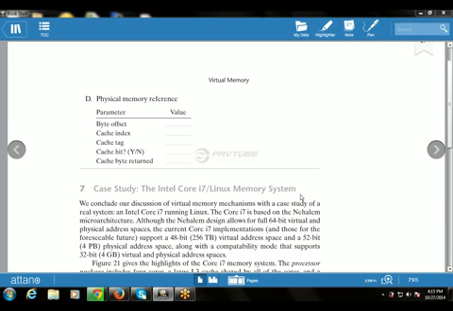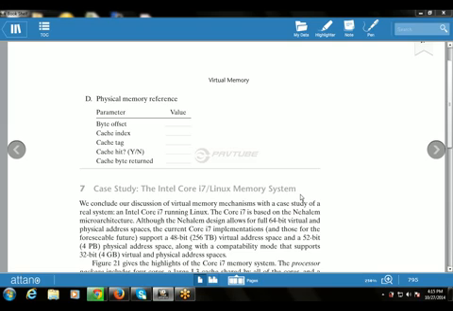Today I am going to continue with chapter number 9, that is virtual memory. In the last class we discussed what virtual memory is and how it is used. Today's topic is topic number 7, the Intel Core i7 and the Linux memory system. It is a case study of how the advanced Intel i7 memory system is used for the Linux operating system.